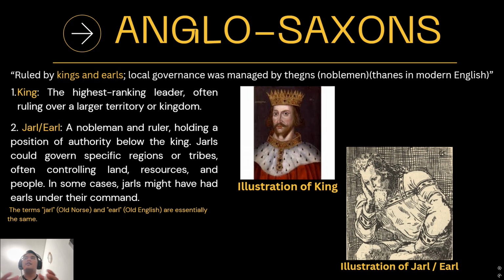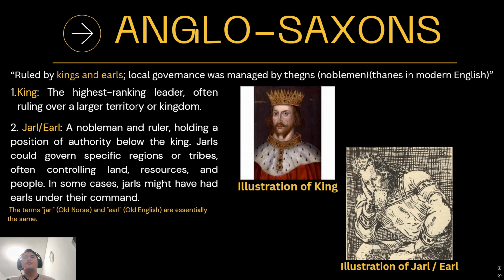The sentence: ruled by kings and earls. Now let's break down the sentence ruled by kings and earls. 1. King. King is the highest ranking leader, often ruling over a larger territory or kingdom. Meanwhile, Jarl or Earl is a nobleman and ruler, holding a position of authority below the king. Jarls could govern specific regions or tribes, often controlling land, resources, and people. In some cases, Jarls might have had earls under their command. The terms Jarl in Old Norse and Earl in Old English are essentially the same.